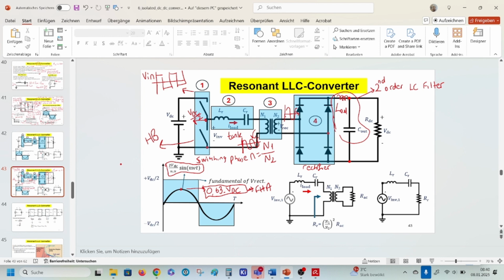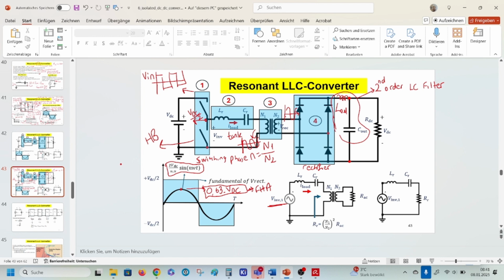So I have DC voltage here. By using my switches, I produce DC voltage, and I use first harmonic approximation. Then I would say I have now a sine wave at the input of my LLC tank. What happens if I excite my LLC tank with a sine wave?